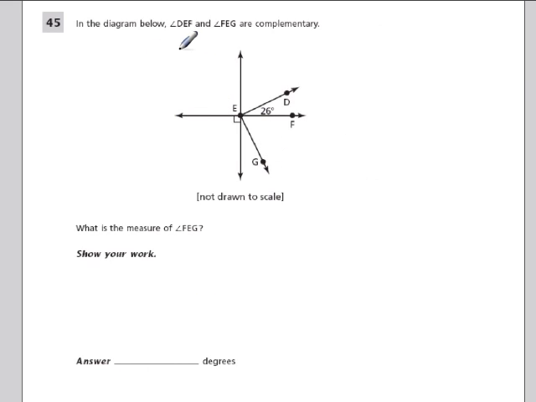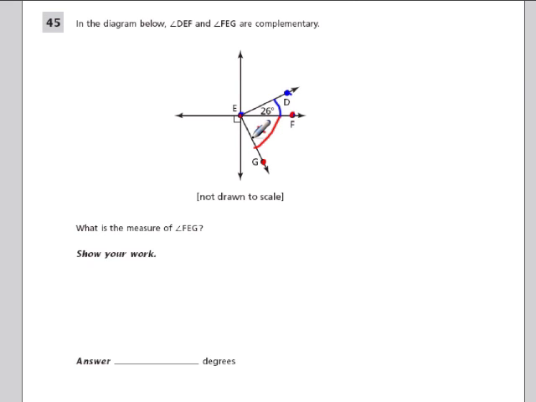Okay, in this one the writing's small, so I'll say this. In the diagram below, angle DEF. So we can follow those dots, DEF. That's that angle right there, 26 degrees. And FEG, so let's follow those points. Here's F, E, and G. So that's this angle right here.